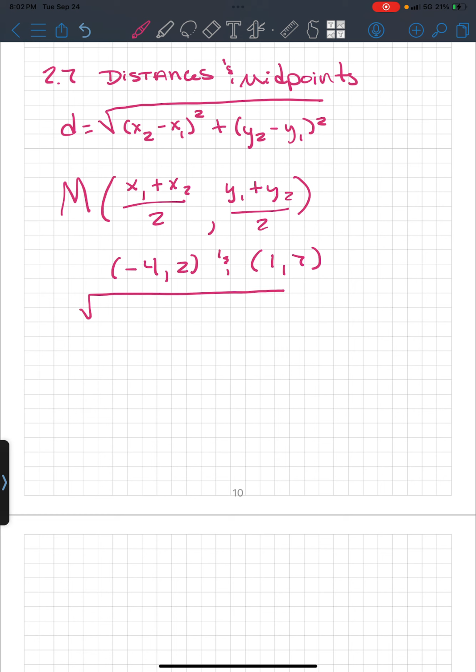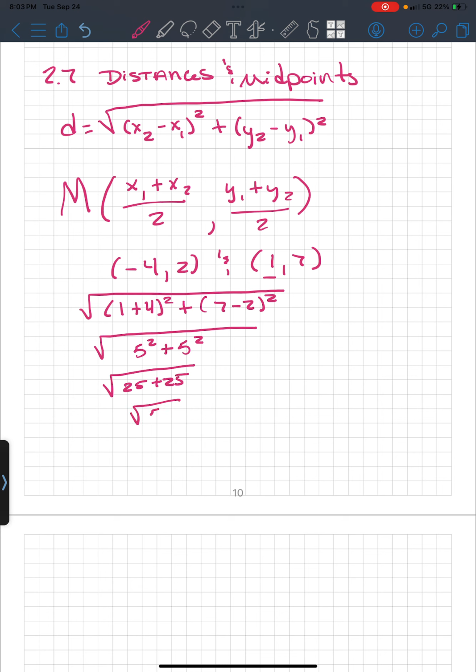So x2 is here. So they're doing 1. And then minus 4, so that would be plus 4. I'm sorry, minus negative 4, which is plus 4. And then plus 7 minus 2 squared. So 1 plus 4 is 5, so 5 squared. And then 7 minus 2 is 5, so 5 squared. So we have 25 plus 25, which is the square root of 50.